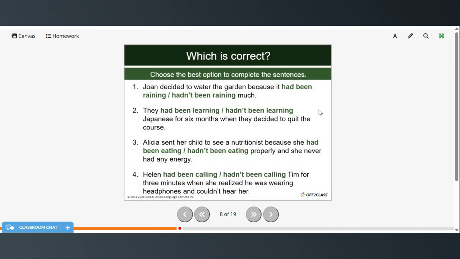Now choose which is the best option to complete the sentences. Again, you can pause the video, try these on your own, and then restart when you're ready to check your answers.